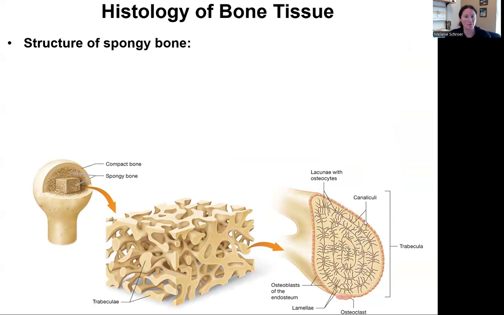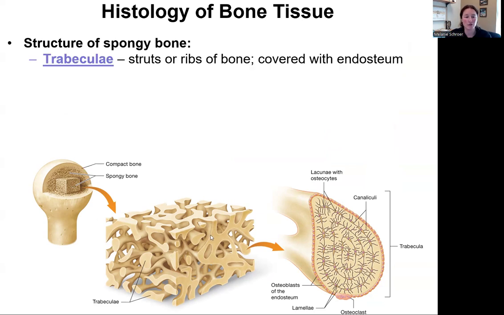So let's zoom into spongy bone a little bit more. Here we can see spongy bone in an epiphysis. Each one of these little riblets of bone or struts of bone is called a trabecula for singular, trabeculae for plural. It is all covered with endosteum. So again, we always have those osteogenic stem cells in our spongy bone as well.